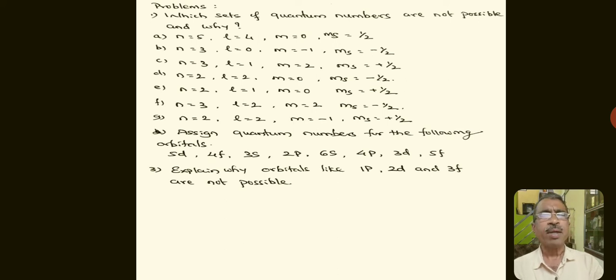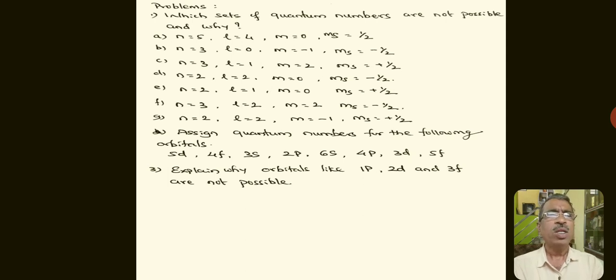So 5D. 5D means n is equal to 5, because the number itself says it is in the fifth shell. The numbers 5, 4, 3 are the values of n. D means L is equal to 2. So n is equal to 5, L is equal to 2. 4F, n is equal to 4, L is equal to 3. 3S, n is equal to 3, L is equal to 0. 2P, n is equal to 2, L is equal to 1.